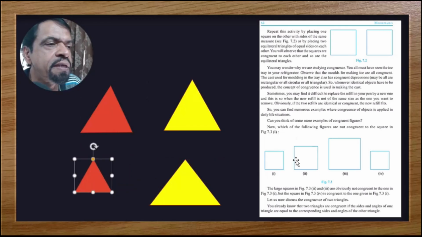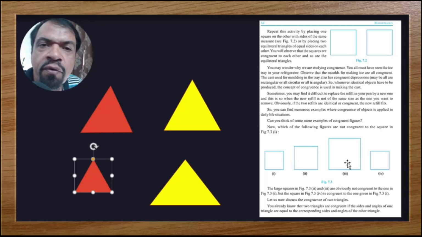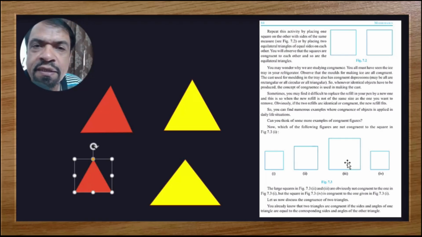Similarly, on this page you can see that these are congruent, but these are not congruent, the small and bigger square. So any polygons can be congruent if they overlap each other in all respects. Two circles are congruent if the radii are the same.